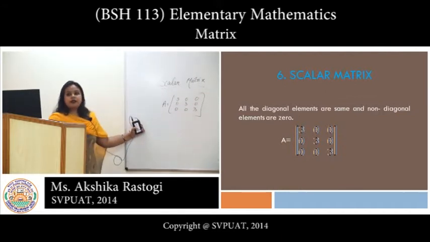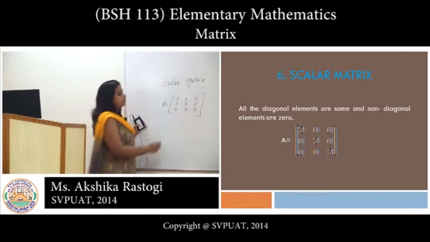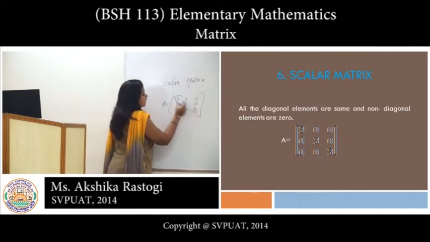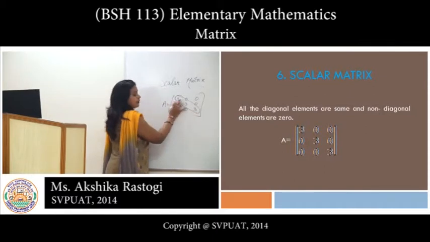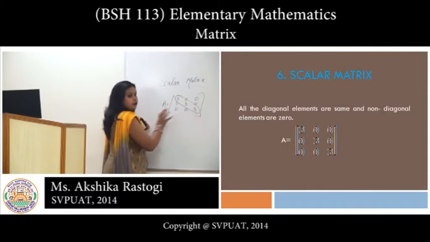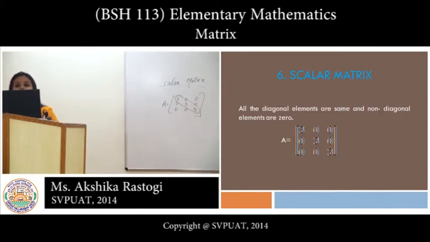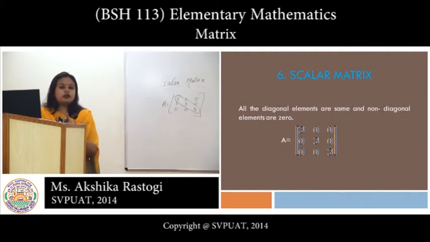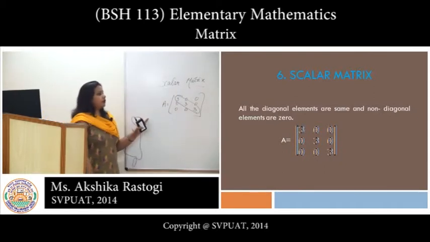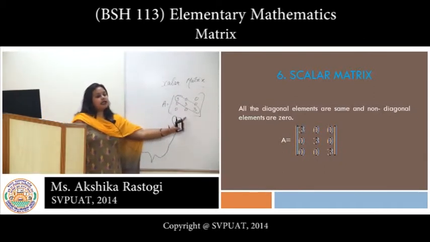In a scalar matrix, the elements on the diagonal should all be equal. The condition is that all the diagonal elements should be equal and the rest of the elements, that is the non-diagonal elements, should be 0. Then it's called a scalar matrix. It is a square matrix itself.